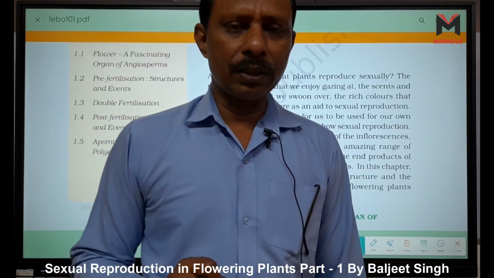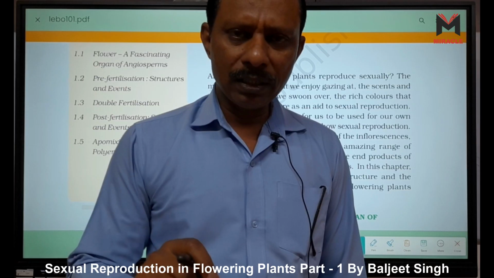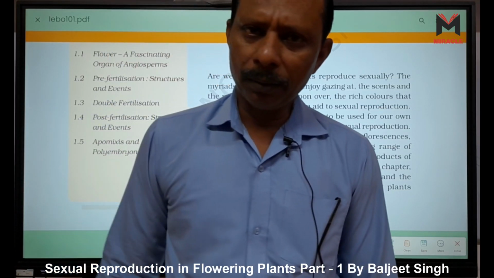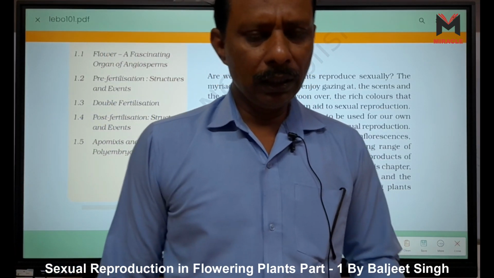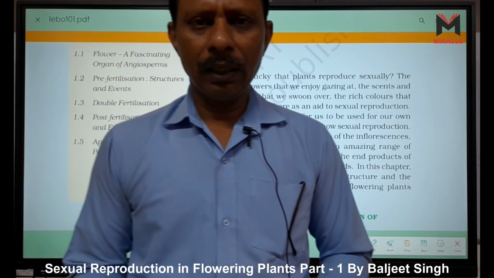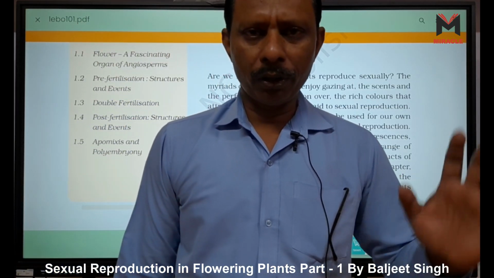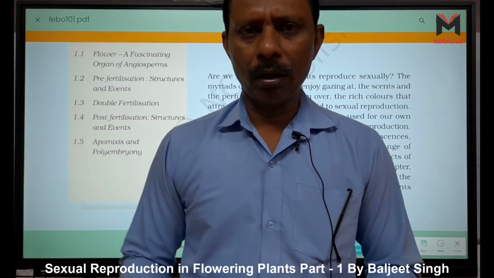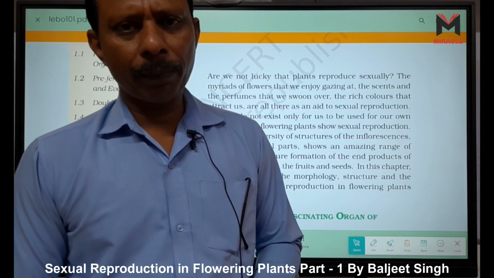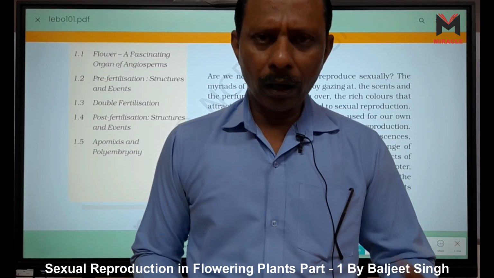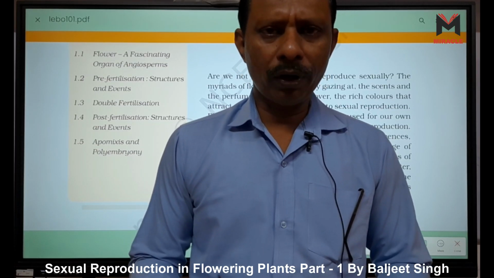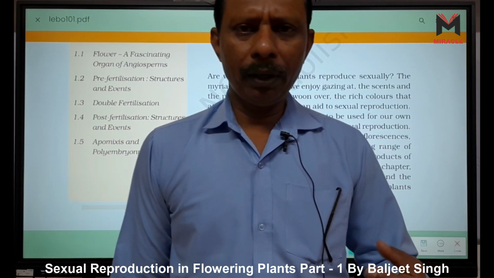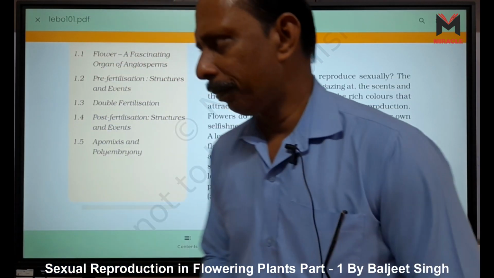In the pre-fertilization stage, what happens? Formation of gametes. Here there are 2 processes. Formation of gametes, because it is a plant, means microsporogenesis and megasporogenesis. Second, transportation of gametes, that is pollination and germination of pollen tube. In the fertilization stage, what happens? Fusion of gametes. The third stage is called the post-fertilization stage: formation of zygote, and then embryology. The embryology is development of a seed, and after that, germination, right?